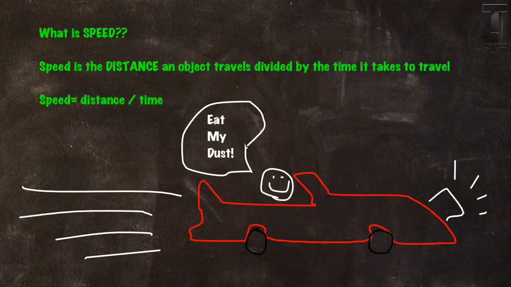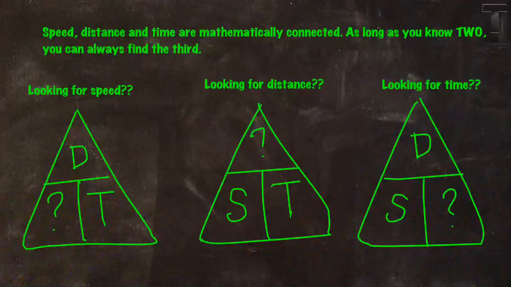Let's look at that first. The definition of speed is the distance that an object travels divided by the time that it takes to travel, or speed equals distance divided by time. And you can see my little illustration that I have here. So we've got a little bit of math to learn today, but this is not going to be hard math. So let's take a look.